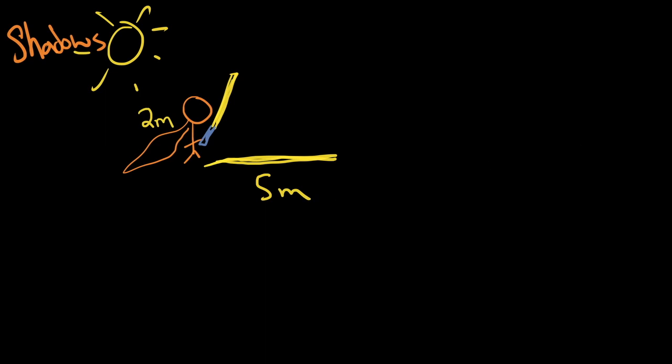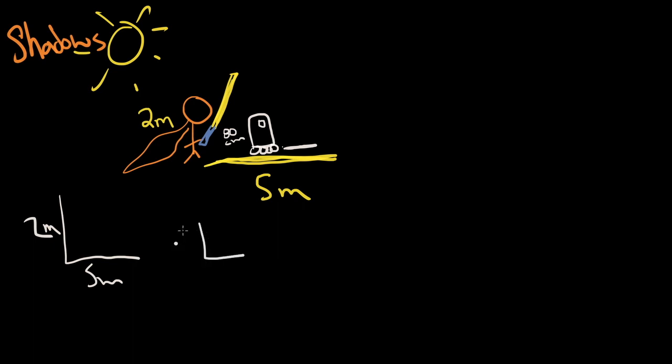Well, let's say there was a little droid. There is a droid, and the droid obviously has a shadow. The droid is 80 centimeters. What kind of shadow does the droid have? So you have two things going on here. One, you have this 2 meters by 5 meters. And the other one, you have this little 80 centimeters. I'm going to keep this in meters, so 0.8 meters, and then you have to figure this out.